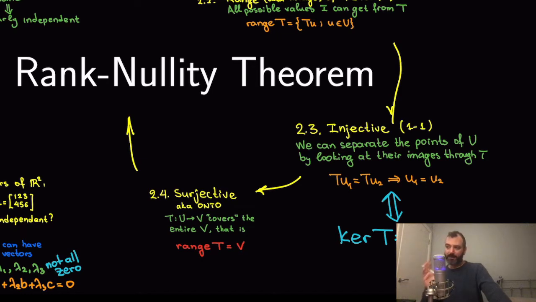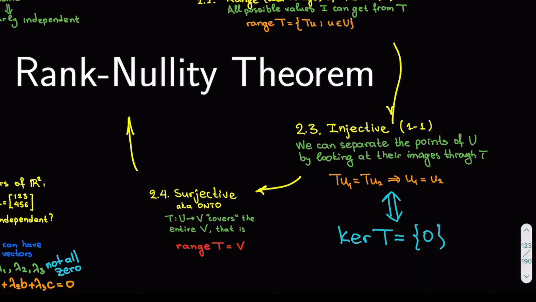You can always distinguish the U's, U1 from U2, by looking at their images. And there is a very useful criterion when it comes to injectivity. There is a way to tell whether a linear map is injective. Look at the kernel of T. If the kernel of T is the set that contains only 0, then and only then T is injective. If T is injective, the kernel is trivial. If the kernel is trivial, then T is injective.